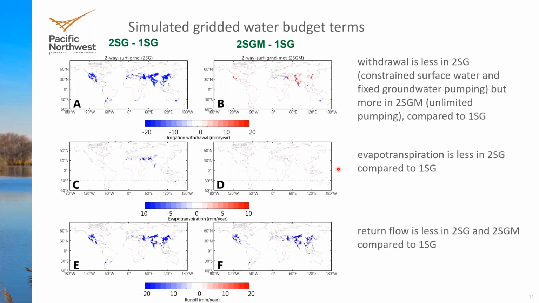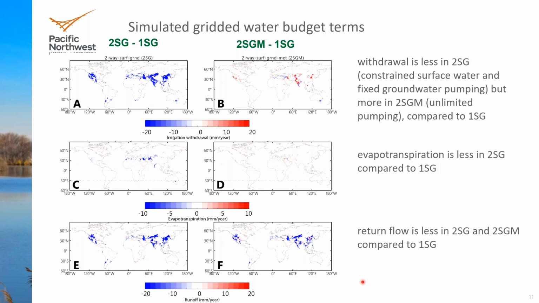And then we look at the runoff, or we can call it return flow. It is the flow generated by the irrigation only. As you can see, since we reduced the irrigation withdrawal, the 2SG has less return flow. Most of the water applied to the grid cell has been used to recharge the groundwater because of the pumping.